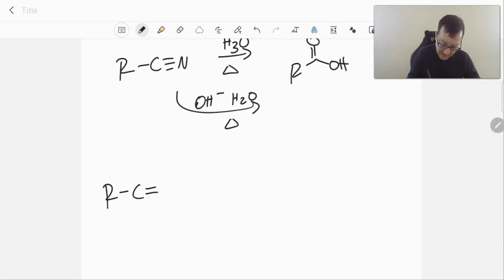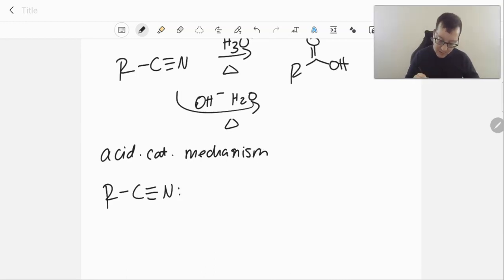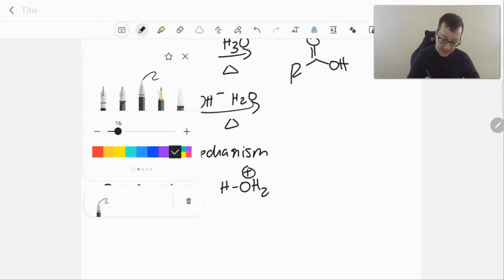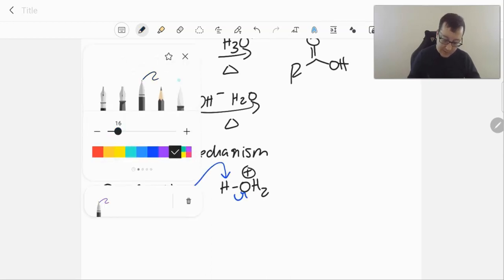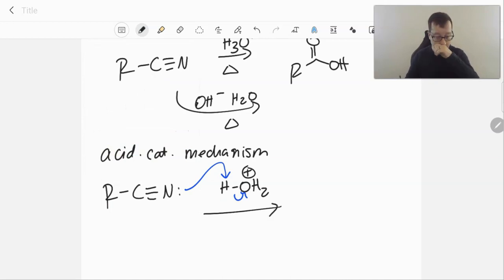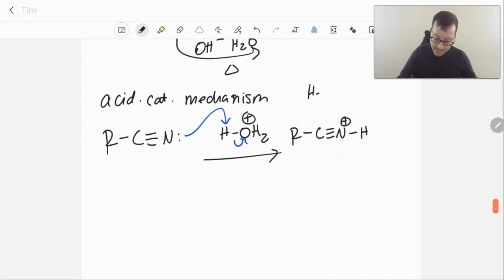So let's do the acid catalyzed hydrolysis first. The acid catalyzed mechanism here. We're going to go ahead and have our nitrogen attack our acid, which we'll say is H3O+. Because this is hydrolysis, you're definitely going to have water in there, so H3O+ will be your proton source. You'll have your protonated species now, which now our dear friend the water can attack.